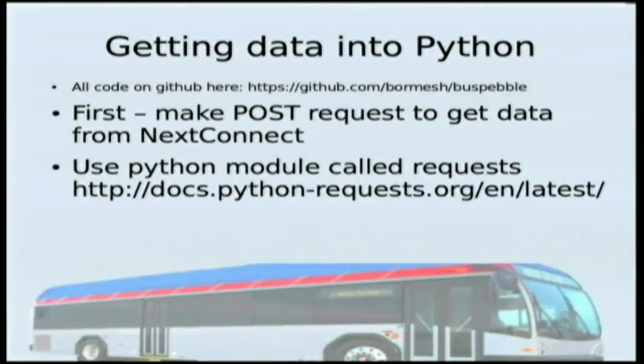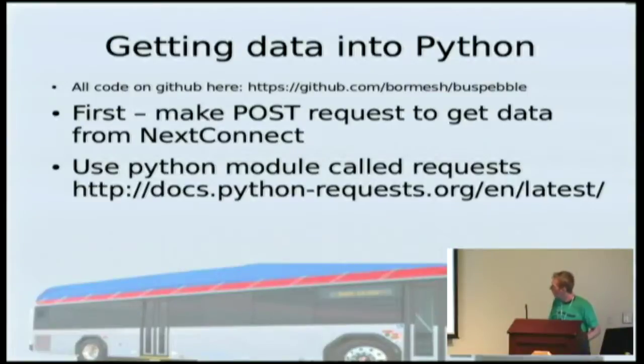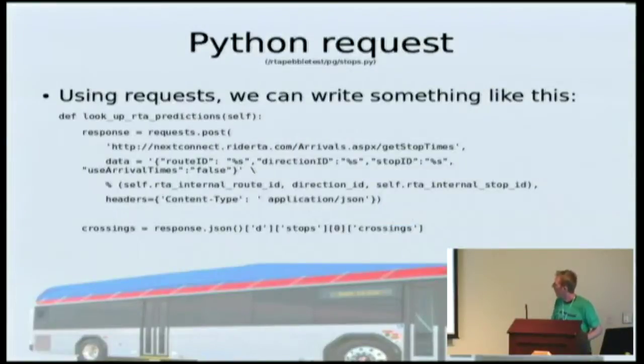So I don't know if anybody's used urllib, too many L's there, but that's not fun to make requests with. So there's a nice Python library called requests, and you can pip install it. All this code is on GitHub, so if you want to pull everything down, it should have all the requirements, and you can play around with it.